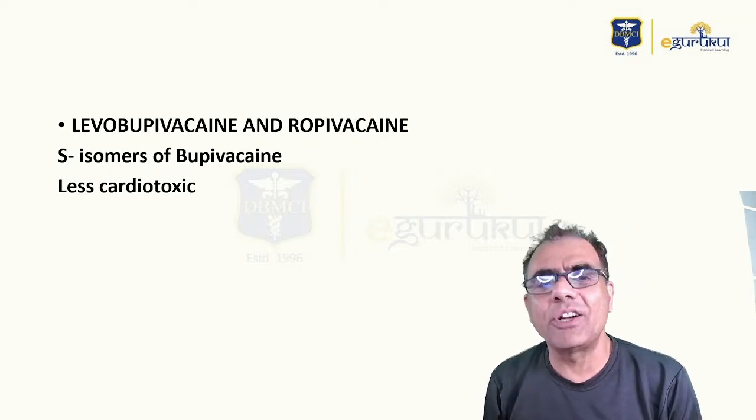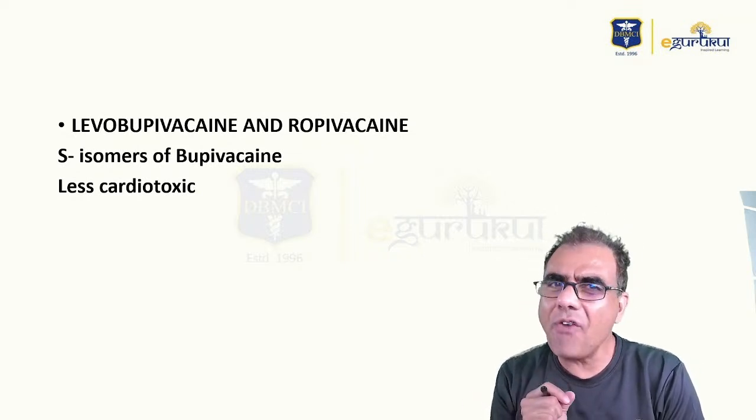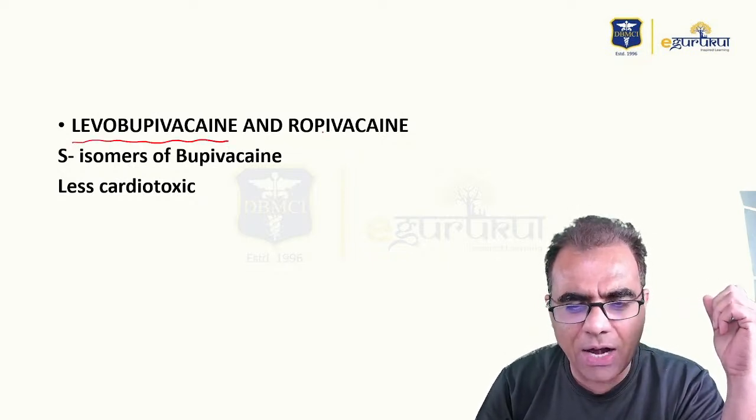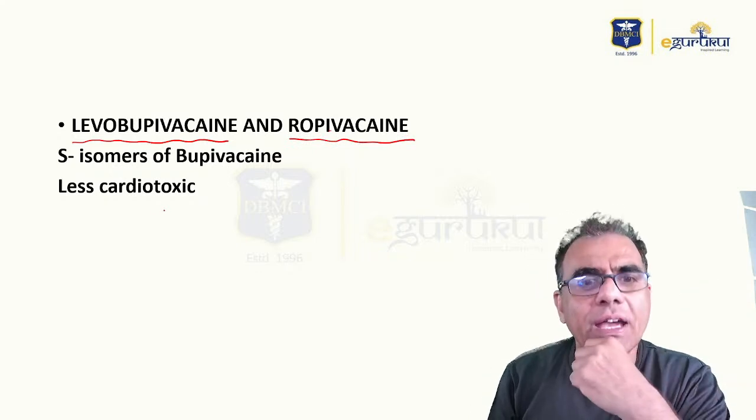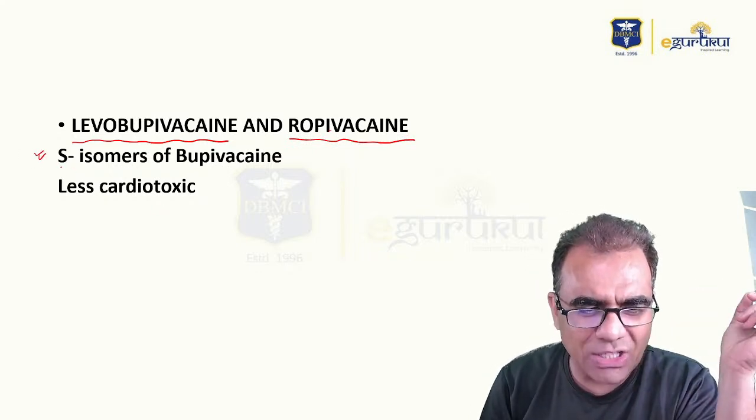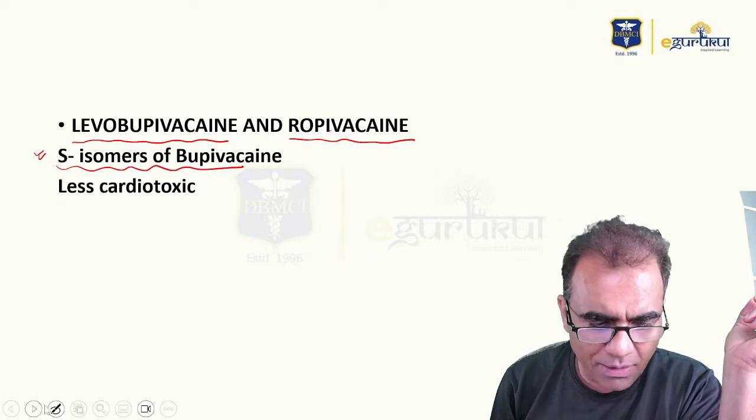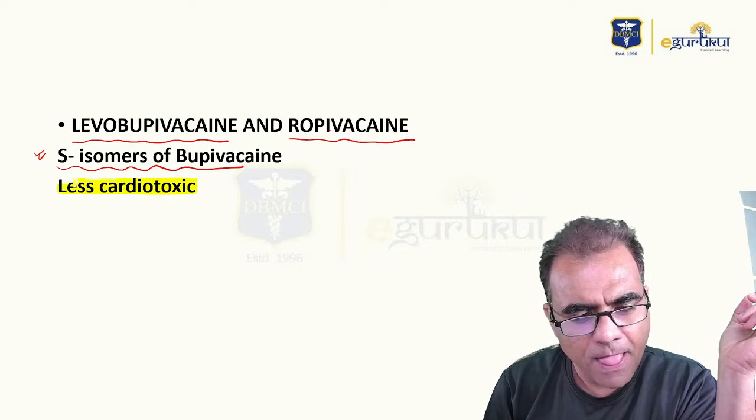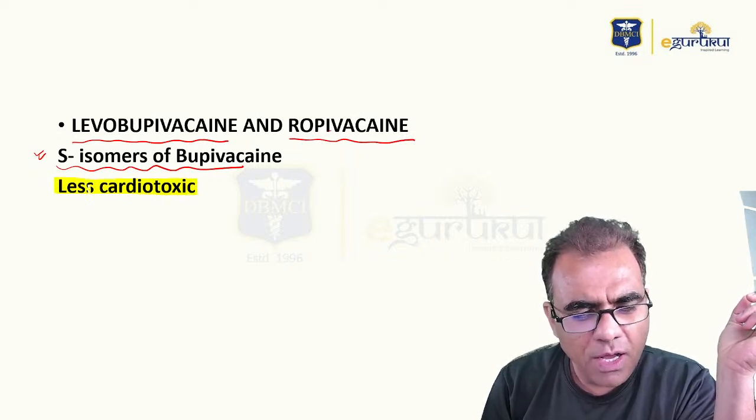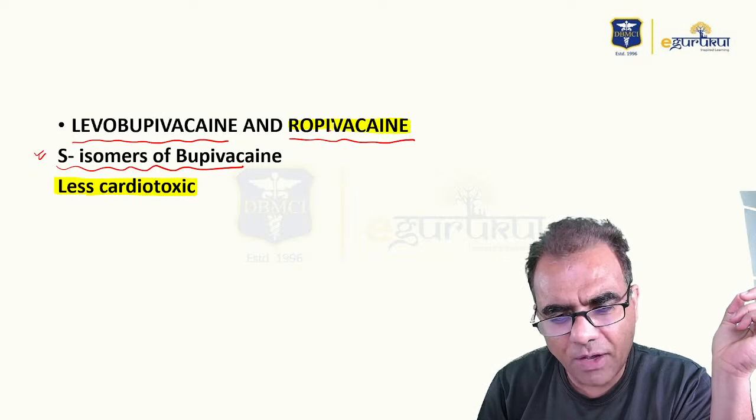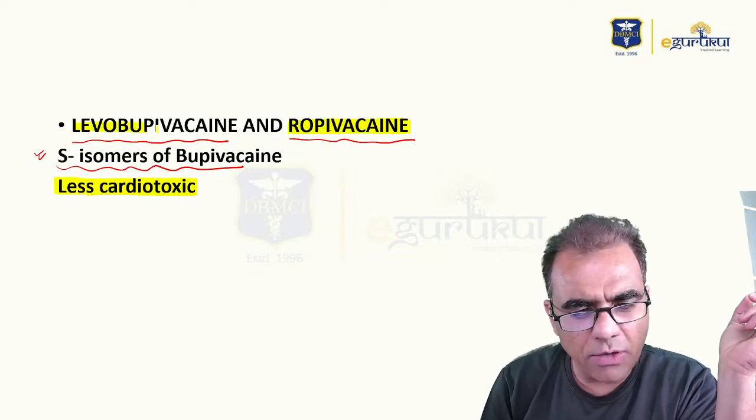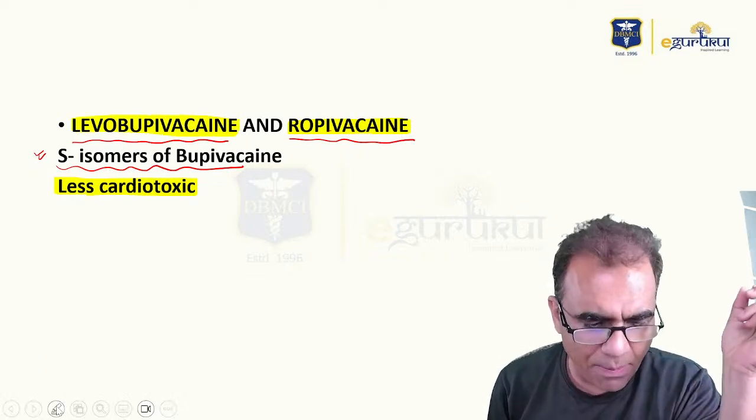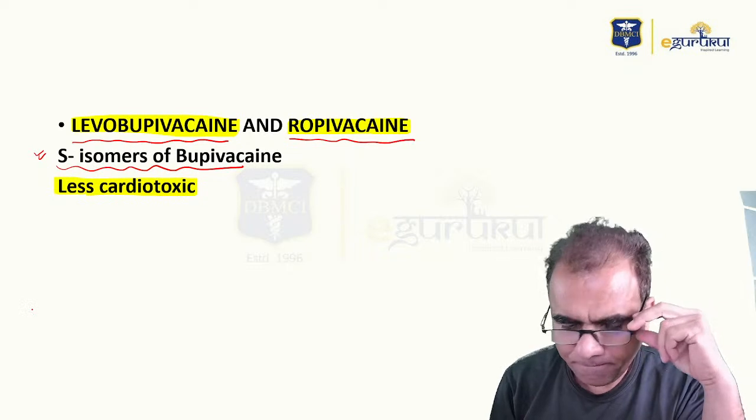Then considering this cardiotoxicity, now they have some isomers of bupivacaine, that is levobupivacaine and ropivacaine. So levobupivacaine and ropivacaine are the S isomers of bupivacaine, and their main advantage is obviously less cardiotoxicity. So obviously wherever possible, we will prefer ropivacaine. If ropivacaine is not available, we can use levobupivacaine because they are less cardiotoxic as compared to bupivacaine.